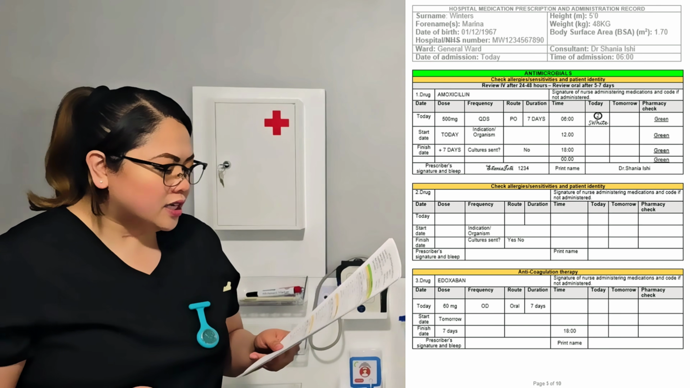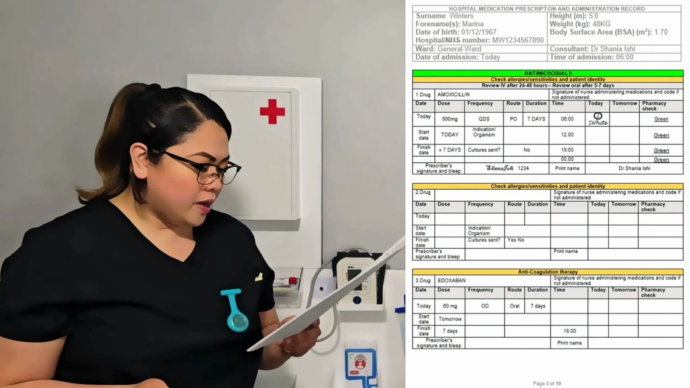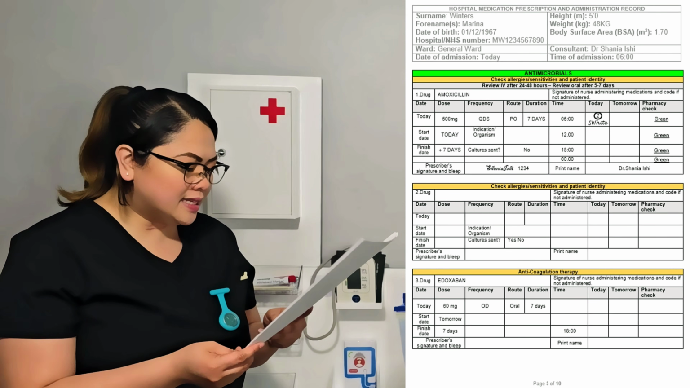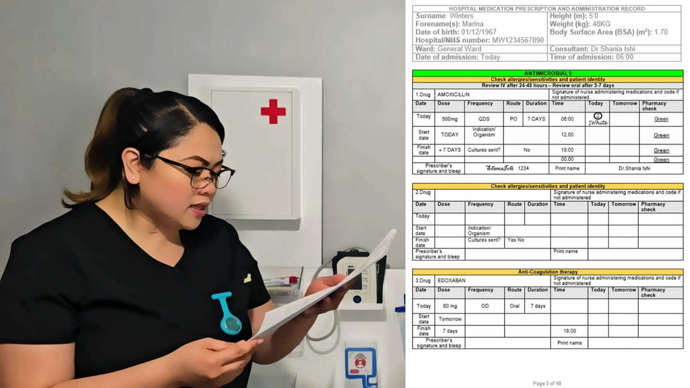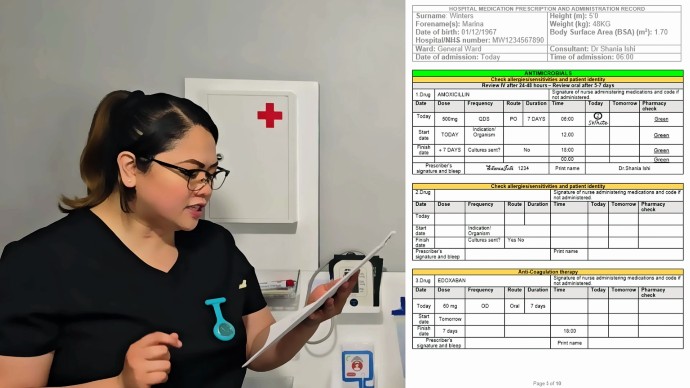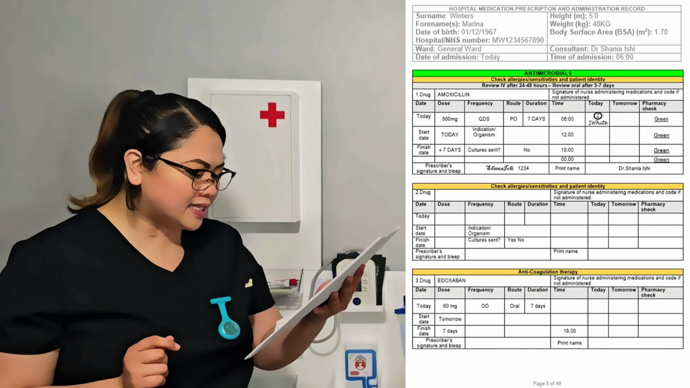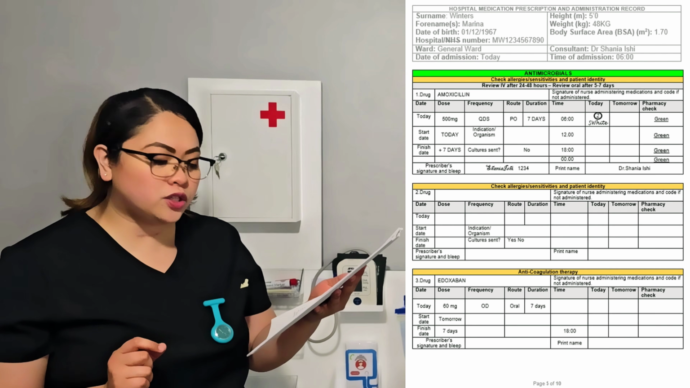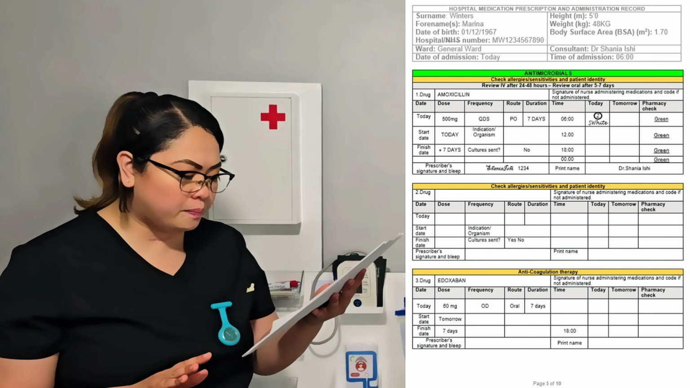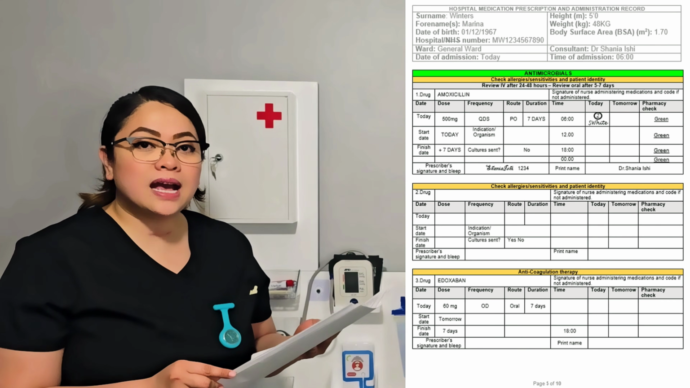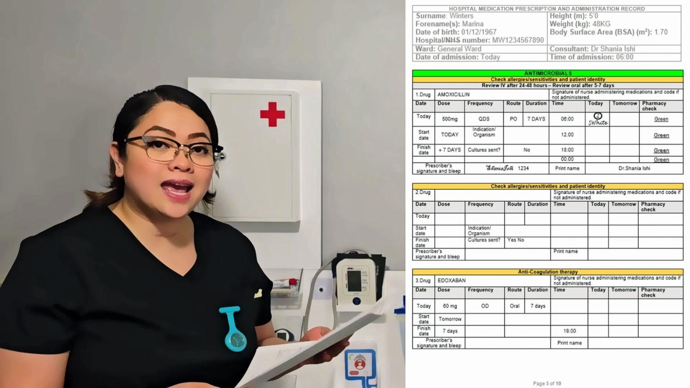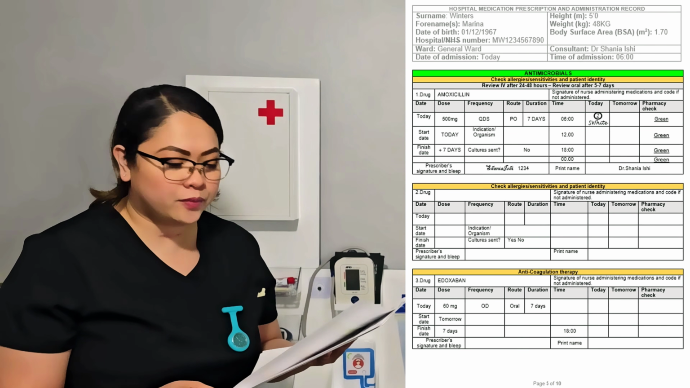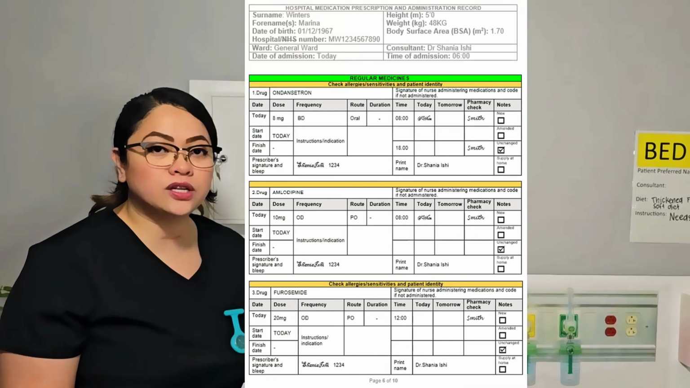The next drug here is anticoagulation therapy. We've got edoxaban for today, 60 milligram orally, once a day, orally for 7 days. The start date is tomorrow, finish date is 7 days. There's no prescriber signature and blip number, and there's also no print name. So I'm gonna ask the doctor to check this prescription and re-prescribe it if need be, okay? Going now to the next page.